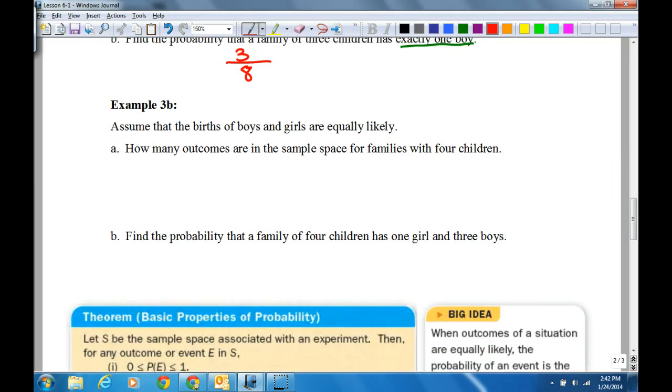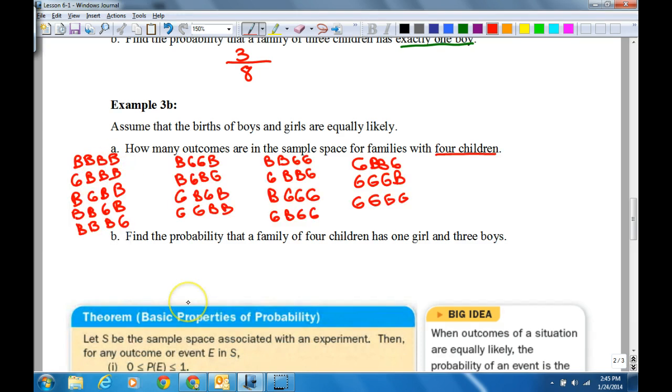Okay, part 3B. It says, assume that the births of boys and girls are equally likely. Okay, so now we're going to look at 4 children. So I have them all listed out. You guys bear with me, but I did list them all out. We have boy, boy, boy, boy. Girl, boy, boy, boy. So we have 16 sets.